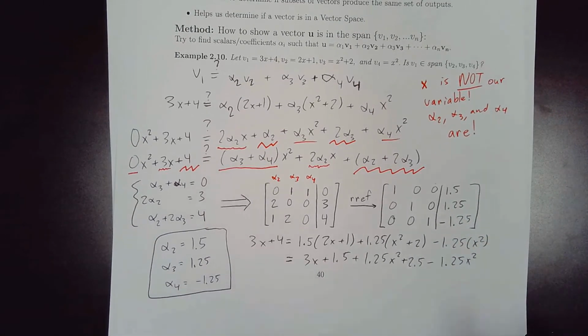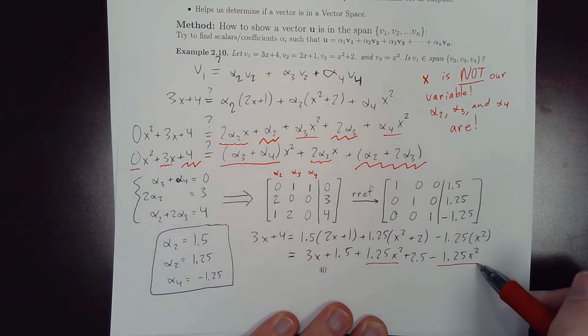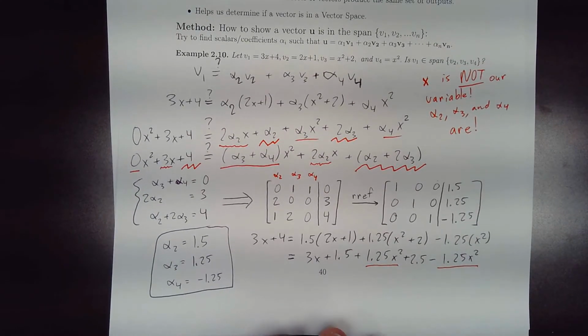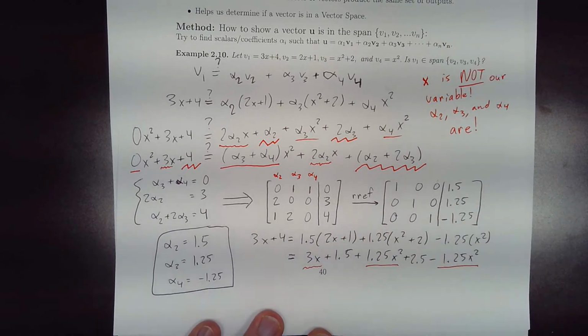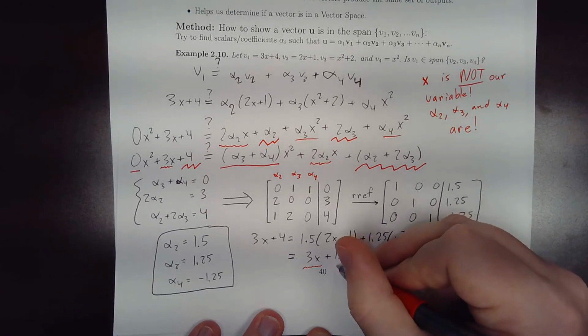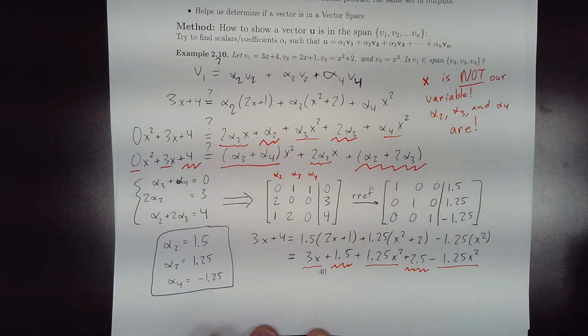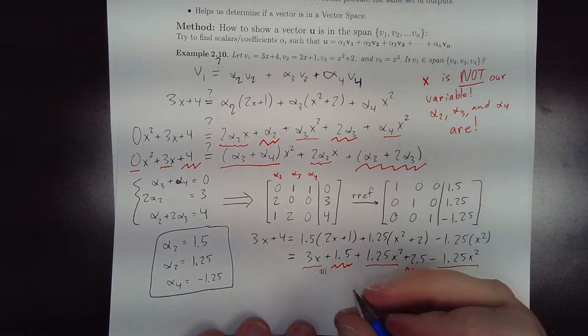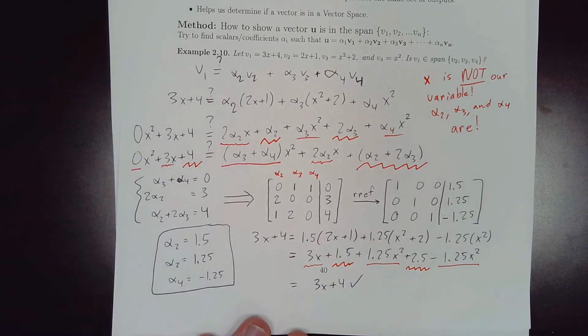And so when we check, our 1.25 x squared and negative 1.25 x squared will cancel. We'll see that the 3x is all on its own. And if we look at 1.5 plus 2.5, we'll end up getting 4. So we get 3x plus 4, which checks out.